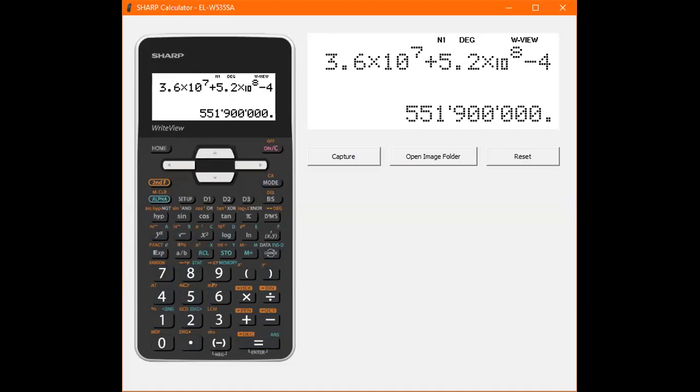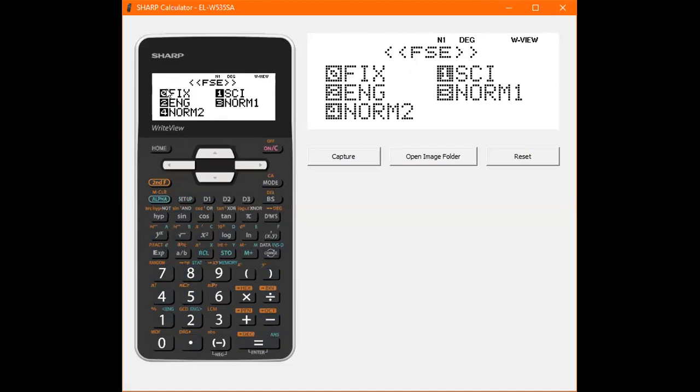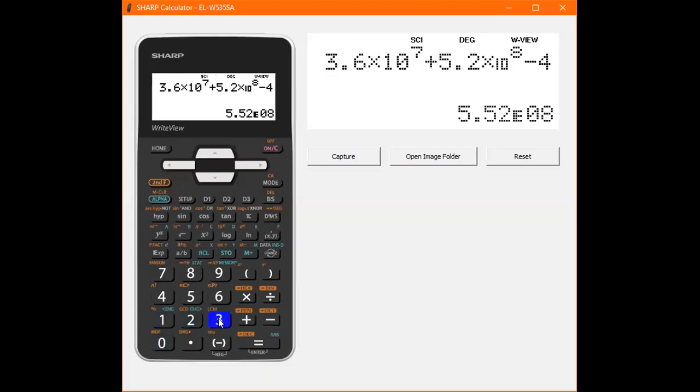Now, you also need to be able to set the calculator so that it gives you your answers in scientific notation. So to do that, we press setup and we choose 1 for FSE, and that stands for fixed, scientific and engineering notation. Okay, so if we want scientific, we would choose 1. We'd say we want 3 significant figures, and that will then give us our solution.